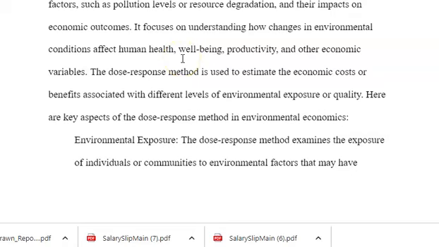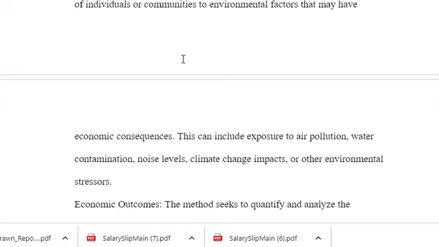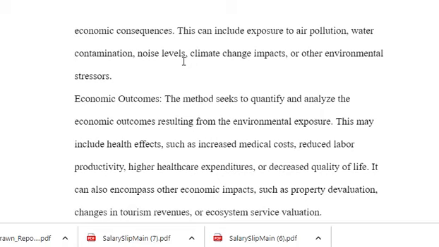Environmental exposure. The dose response method examines the exposure of individuals or communities to environmental factors that may have economic consequences. This can include exposure to air pollution, water contamination, noise levels, climate change impact, and other environmental stresses.